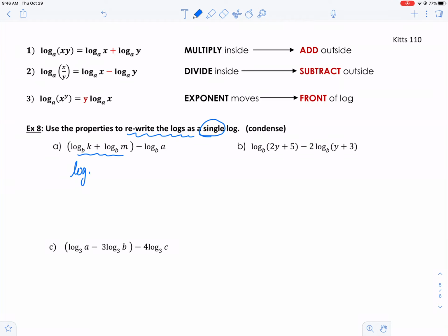So I have log base B, and this means multiply, right? K times M. Okay, and now my subtraction, remember my subtraction means I'm going to be dividing. So I'll have log base B, Km is going to be on the top, and we're going to divide it by A. So now we have a single log that put all those together. Okay, we're going to do that 2 more times.